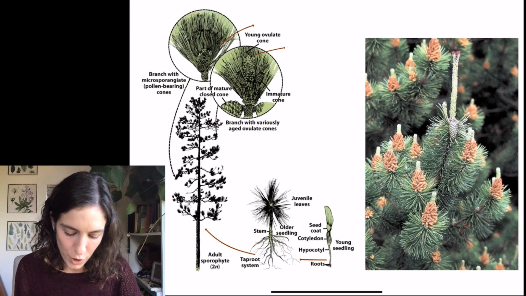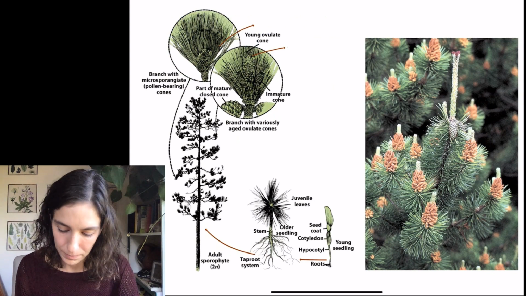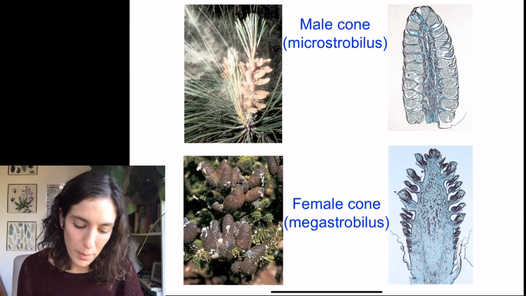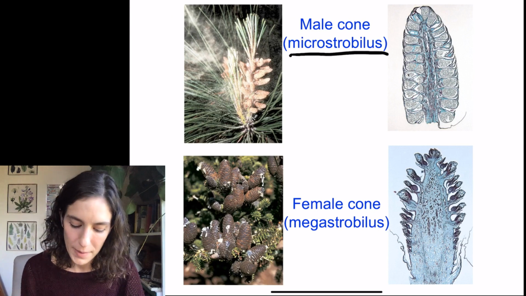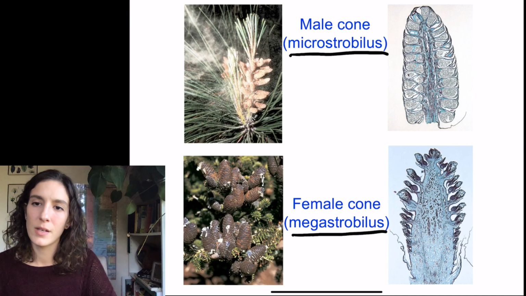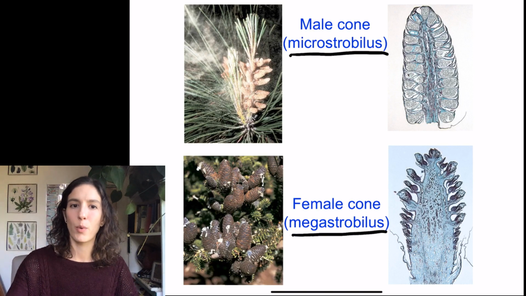Right now, I just want you to know that there are two types of cones, male cones and female cones. We call the male cones a microstrobilus and the female cones a megastrobilus. This jives with what we talked about last week, that microspores produce sperm cells and megaspores produce egg cells.